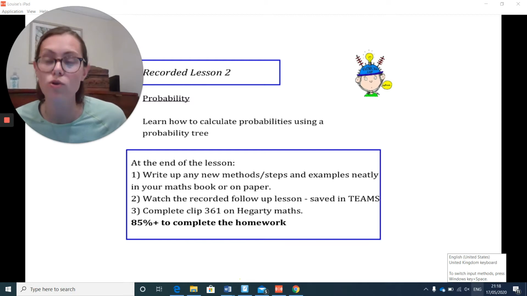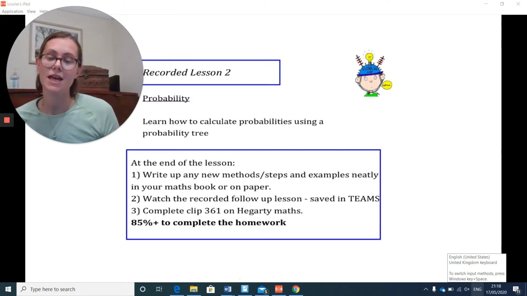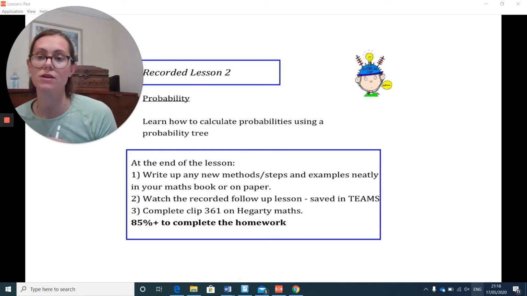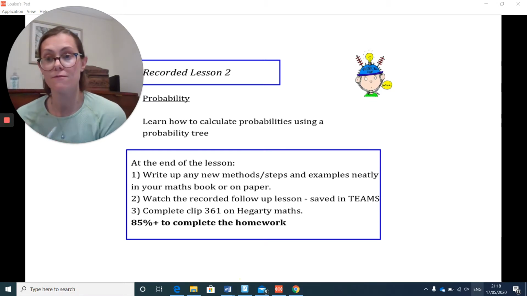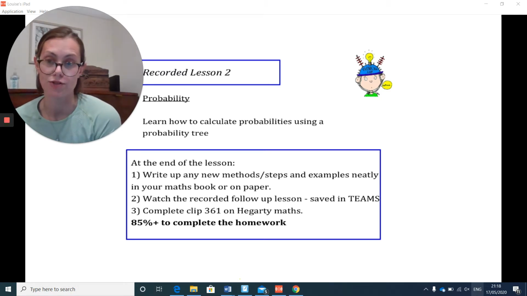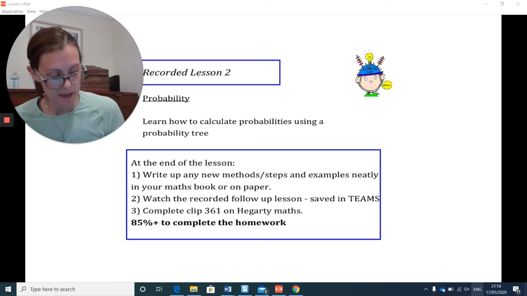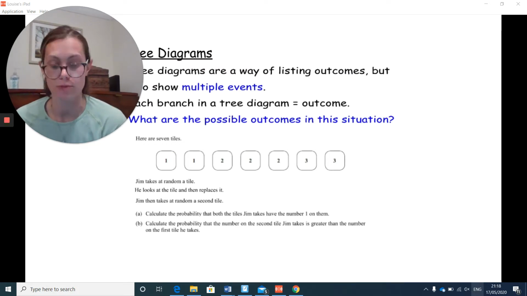Welcome to your second recorded lesson on probability. Today we're going to focus on building on the foundations of finding the probability of simple events, to finding the probability of multiple events and how we use a probability tree to do that. So let's start by looking at what tree diagrams do.